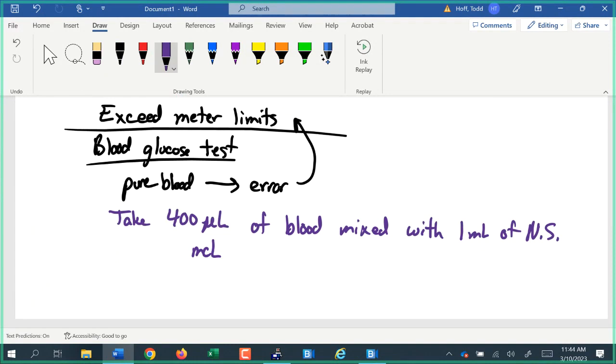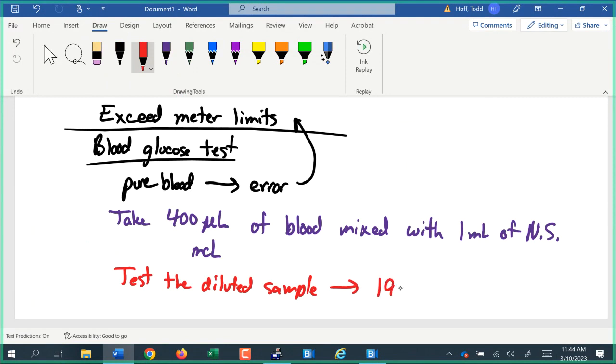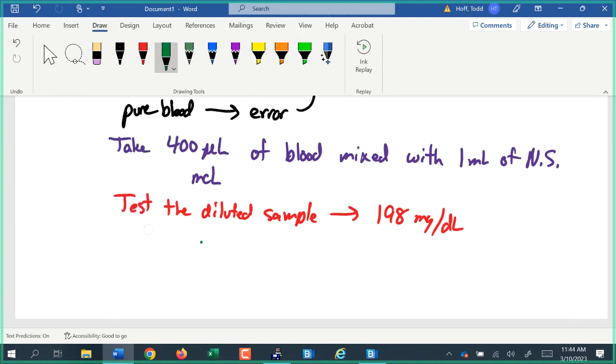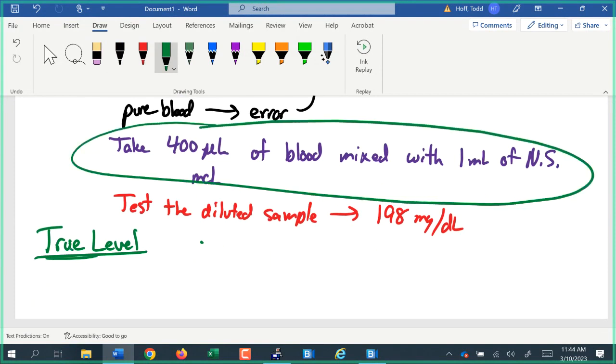So now we test the diluted sample and it gives us a result of 198 milligrams per deciliter of glucose in that blood sample. So we need the true reading. Well, to get the true reading, or the true level, the first thing we have to determine here is what dilution was performed here.